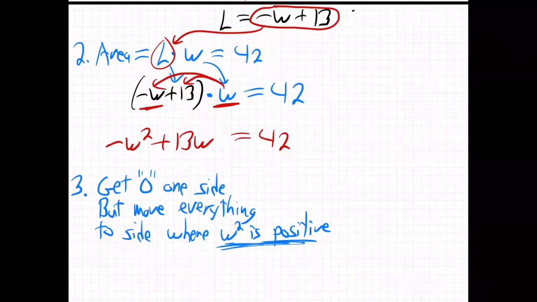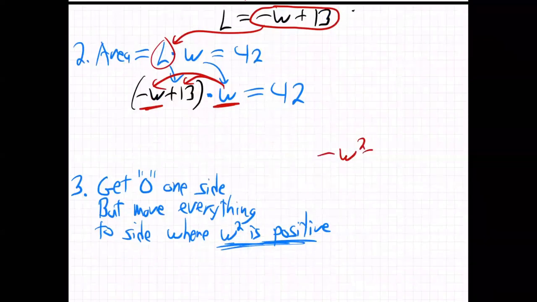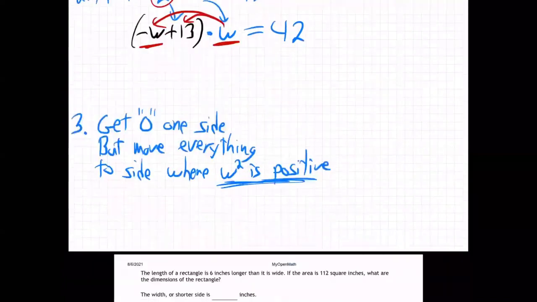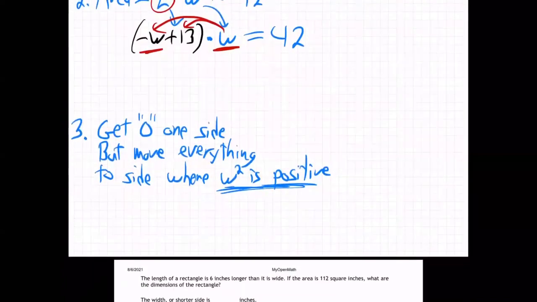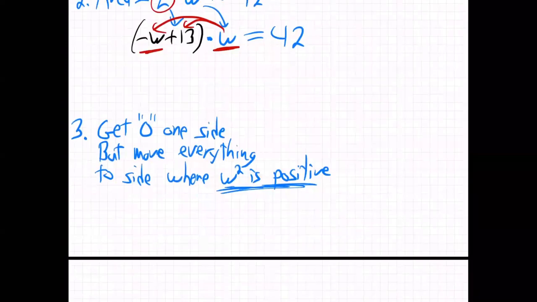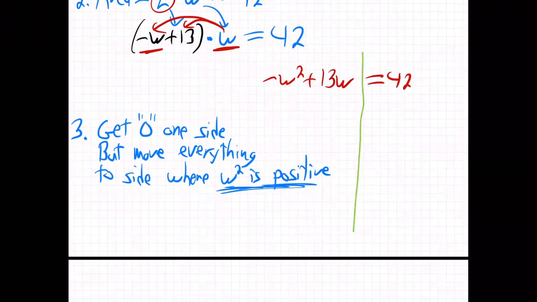So let me just move this off to the right and we'll do that. So over here to the right, minus w squared plus 13w equals 42. Wasn't very good. Let me, I just can't make up my mind. So here, let me put it right here. Minus w squared plus 13w equals 42.